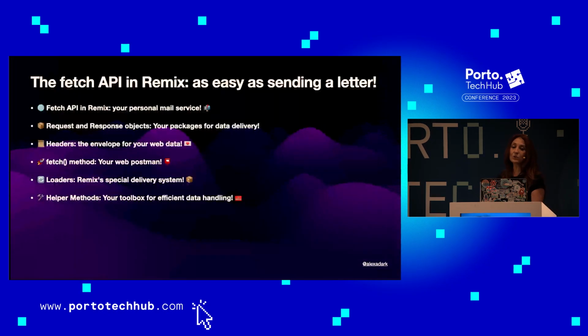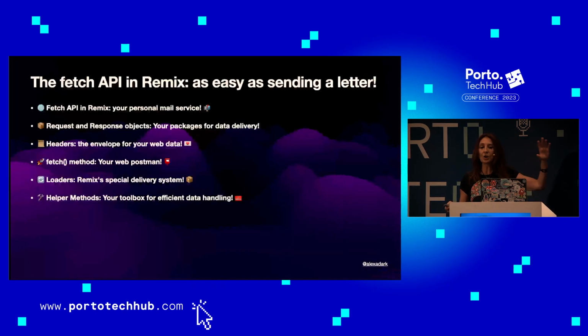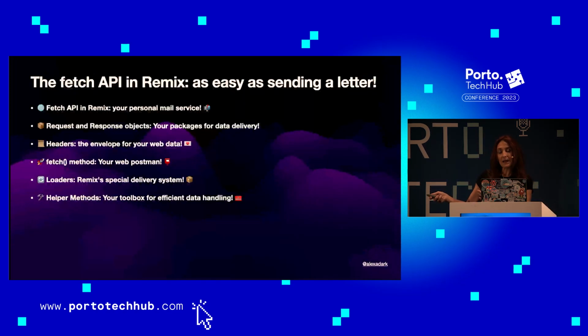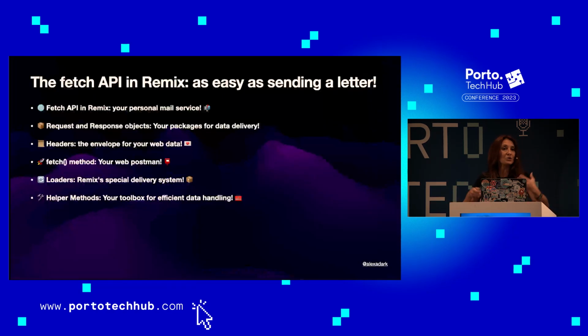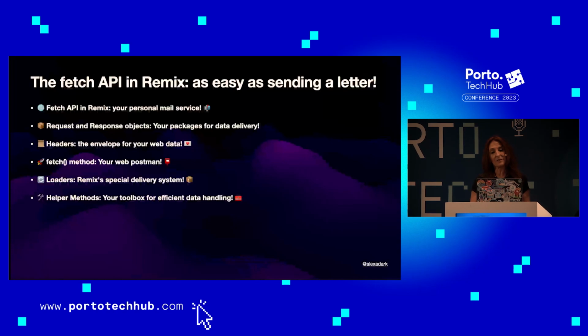So now let's dive into the Fetch API in Remix. It's like your personal postman, delivering data from the web to your app. It manages request and response objects, your outgoing and incoming data messages. And we also have headers, which are similar to the address on an envelope. They carry additional information about the request or response, like the destination or the type of data being sent.